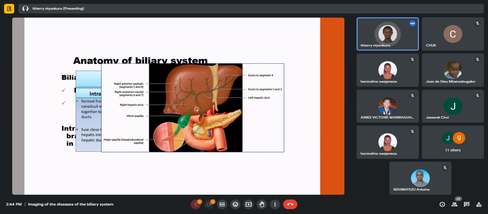Here below we have the gallbladder, where we can see that the cystic duct will join the common hepatic duct to form the extrahepatic portion of the common bile duct. It will enter the duodenum. You can see D1 and D2, where the sphincter of Oddi is located, where the common bile duct will join the pancreatic duct and enter the second segment of the duodenum.